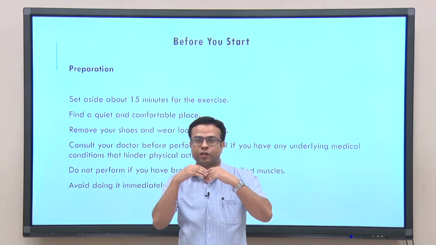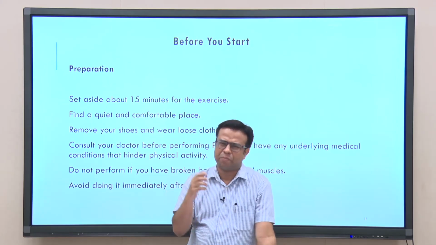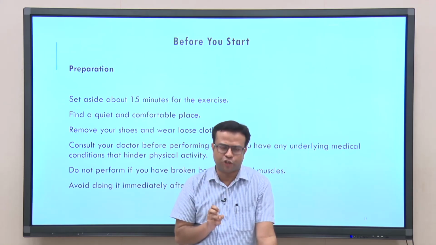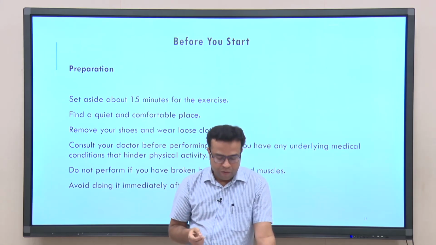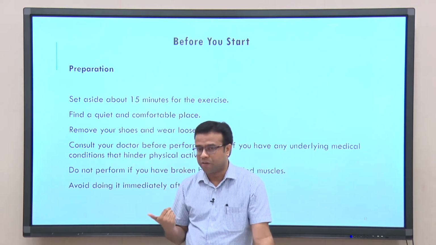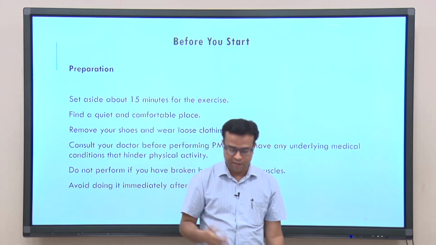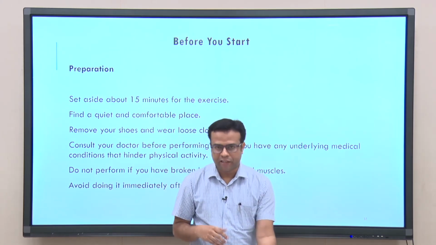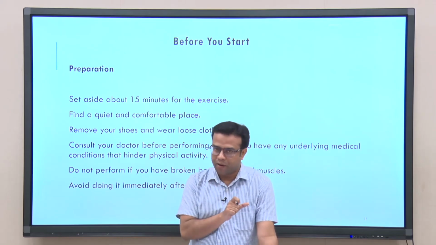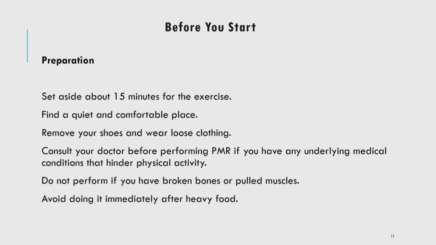Before you do progressive muscle relaxation, there are a few important things to remember. It can be done by everybody, but a few instructions are important. One is it may take about 15 minutes. Even shorter versions can be done, but in general it may take 15 minutes for this exercise, and it is better to do it in a quiet and comfortable place so that there is no distraction. It is better to remove your shoes and wear loose clothes, which is true for any exercise.